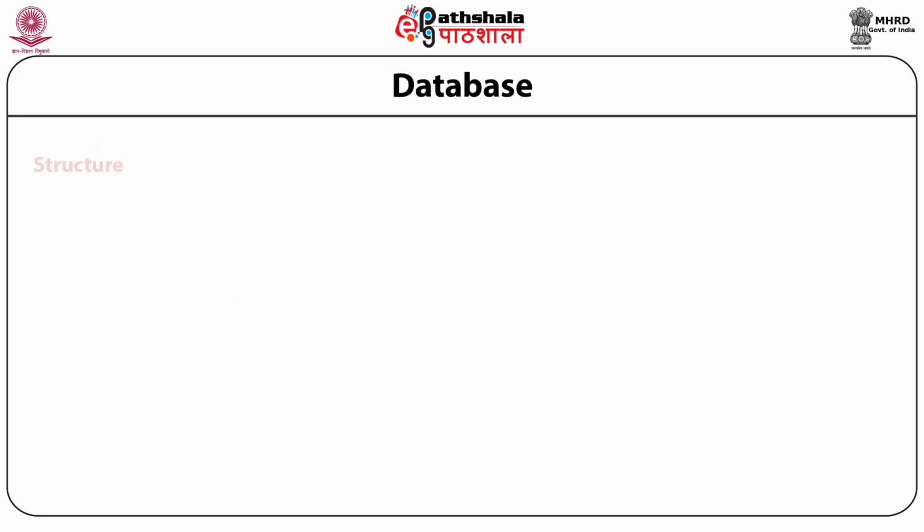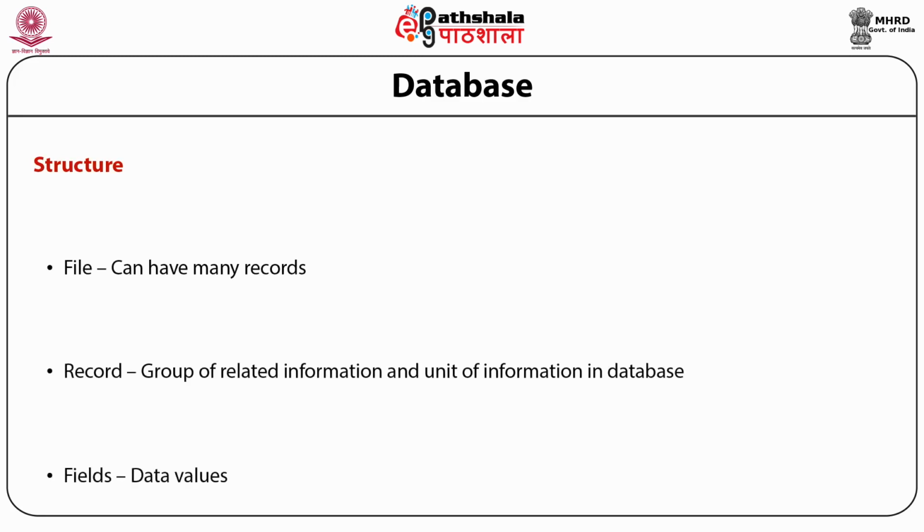So if you see the structure of a database, we have three parts, that is file, records and fields. A file is a collection of records. A file contains several records. In a computer, actually any data if you store, it is in a form of a file.